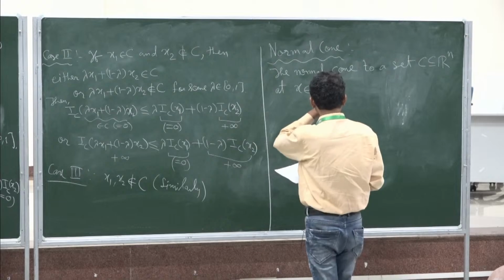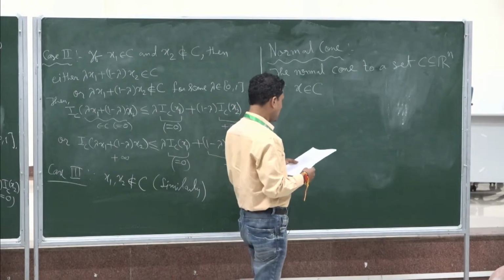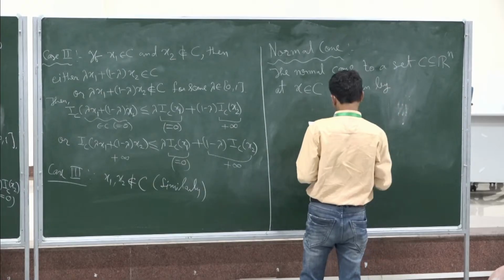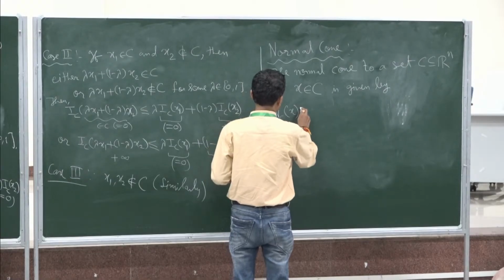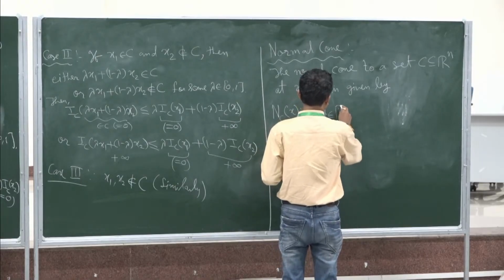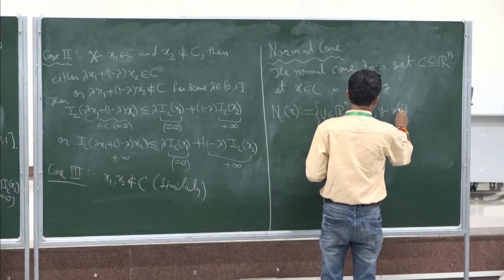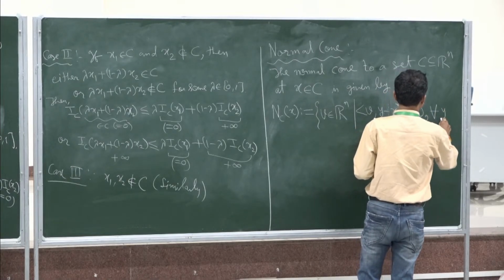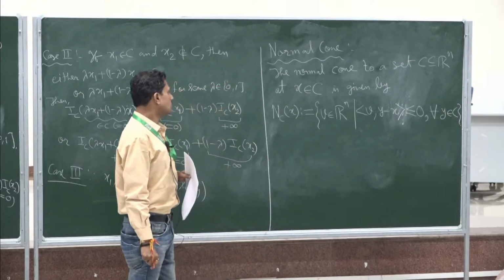So the normal cone to a set C, which is a subset of Rn, at a point x in C, is given by, we defined it like this: the set of vectors v in Rn such that the inner product of v and y minus x is less than or equal to 0 for every y in C. This is the definition of a normal cone.